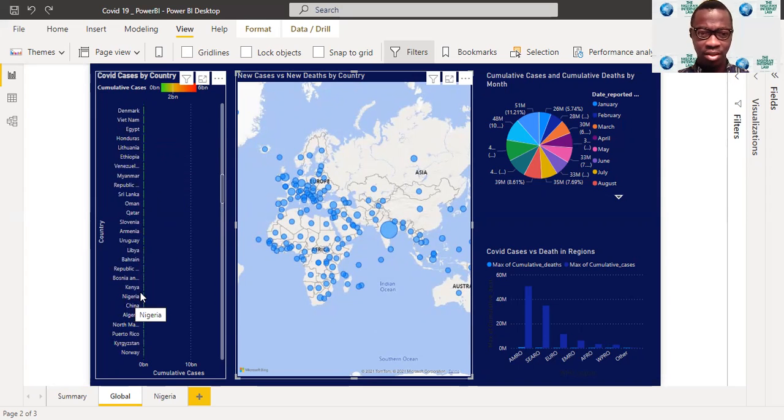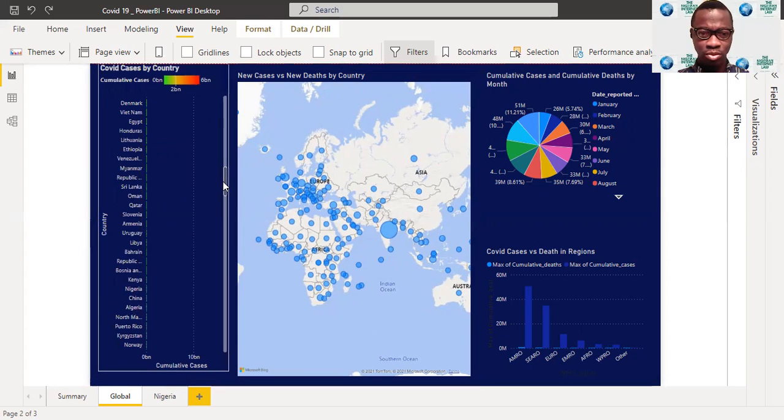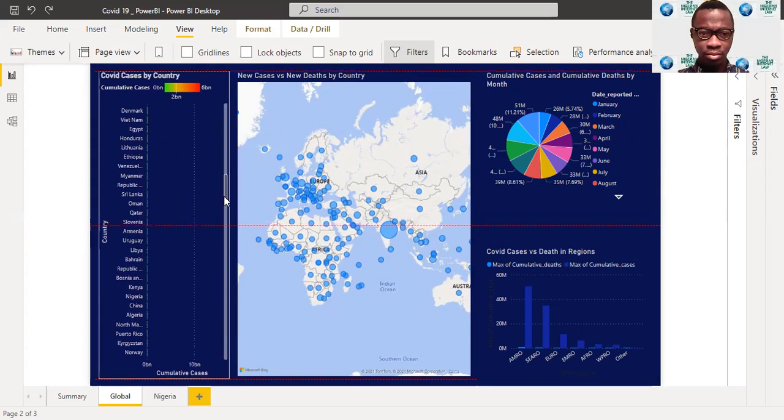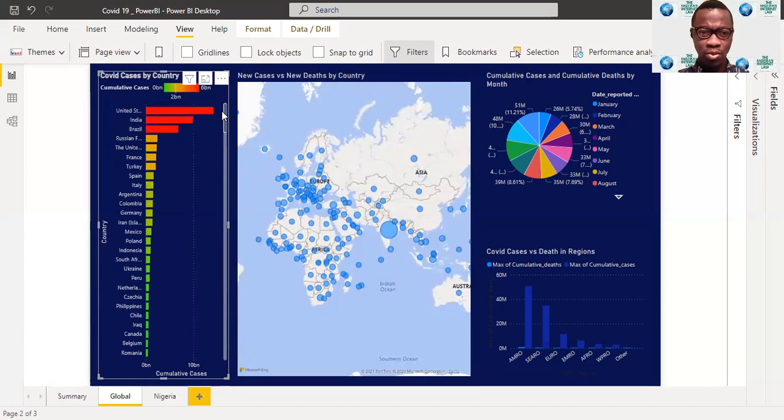Which goes to show that there hasn't been so much outbreak of COVID-19 in Nigeria and numerous other African countries. And I believe the only African country here that we can see is South Africa. So that's what it shows us.